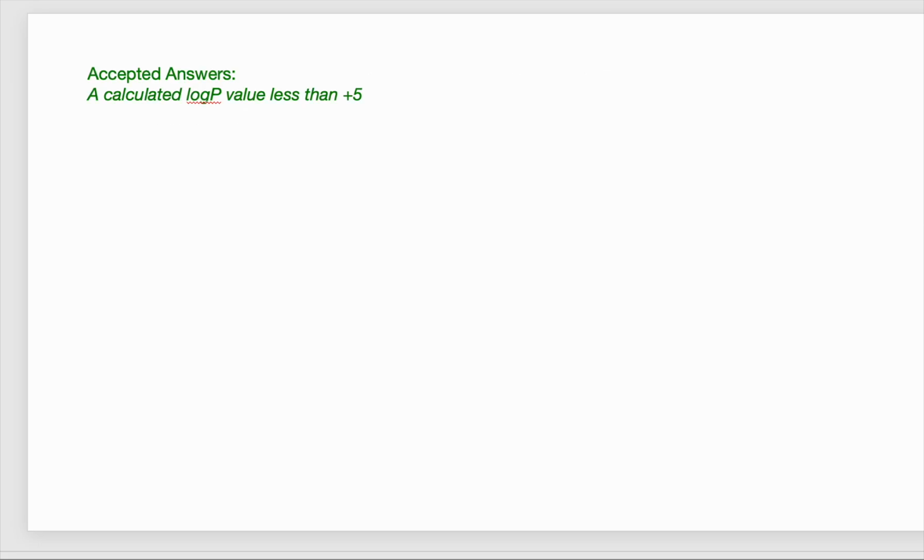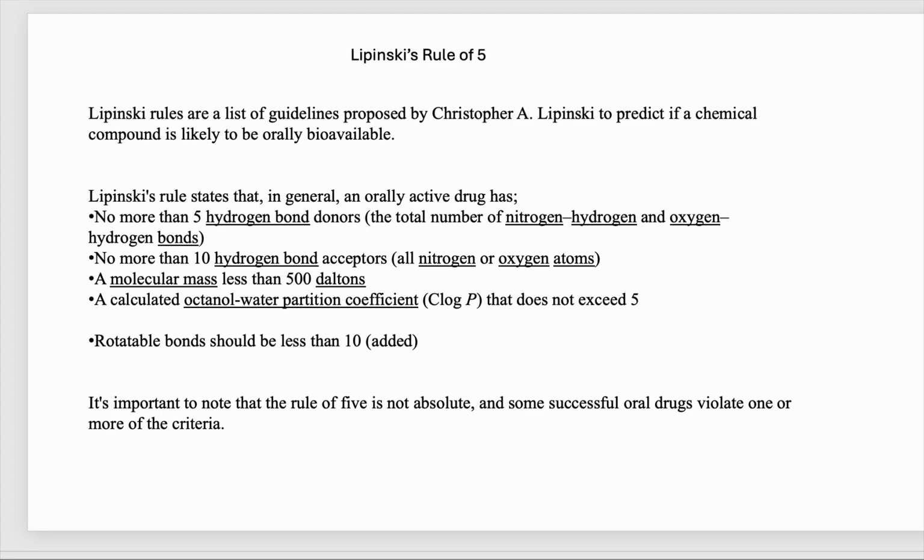Yeah, that's the correct answer. I calculated log p value less than 5. So Lipinski's rule of five was given by Christopher A. Lipinski to predict if a chemical compound is likely to be bioavailable orally. So it has four rules, four guidelines.